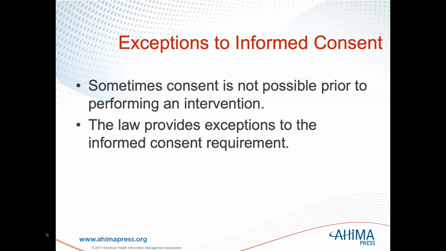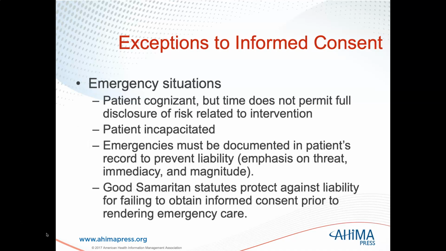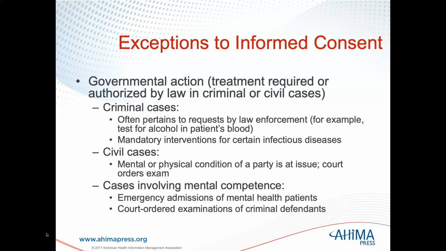There are times when informed consent is not possible, and the law usually provides what those exceptions are. It includes emergency situations, when someone's not competent or when they're not conscious, trying to get the next of kin or whoever's responsible for that person, their consent. Again, governmental actions. Sometimes there are governmental actions that basically override consent. You hear about it most often when you're talking about blood alcohol levels for driving while intoxicated or driving under the influence of a substance.